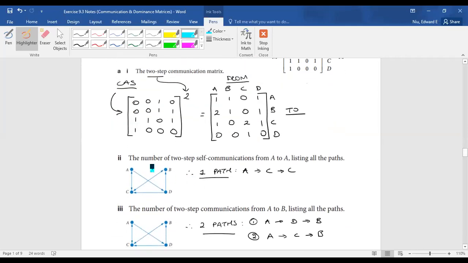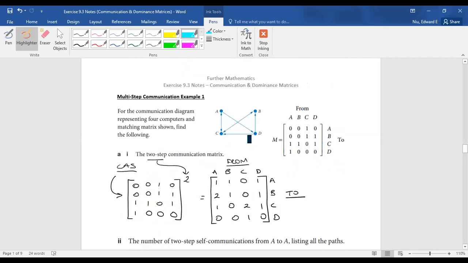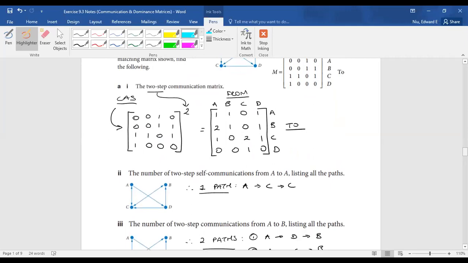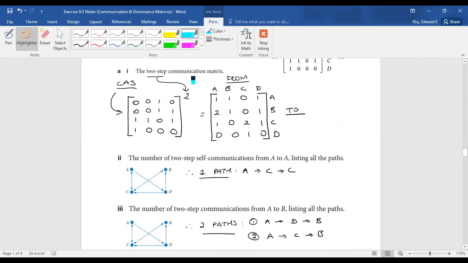In double I, the number of 2-step self-communications from A to A, and list all paths. So what I've done is I've just copied the diagram from above to show you how we go about it. Now, if we look in our 2-step communication matrix, we know there's one path that exists. That's A to A. So from A to A, we know from the matrix above, there's definitely one path. Which path is it? This path here. We go to C and then we go back to A.